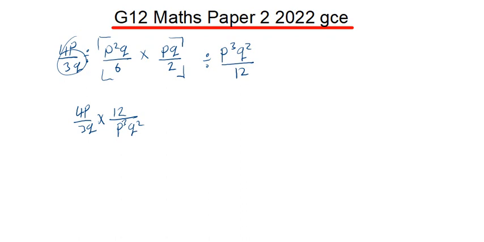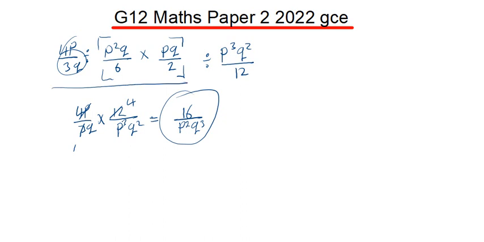So 3 into 12 is 4. Then what else do we have? The p here is going to cancel out, and we remain with two p's on the bottom. So this is just going to be 16 over p to the second by q to the third. And this is the simplest form in which we have this one.